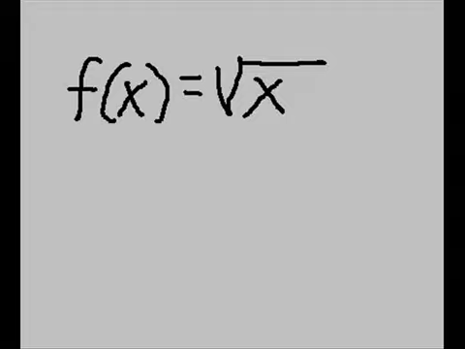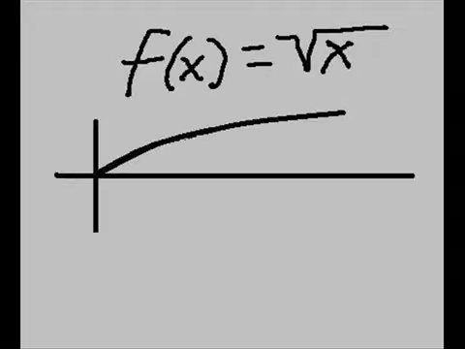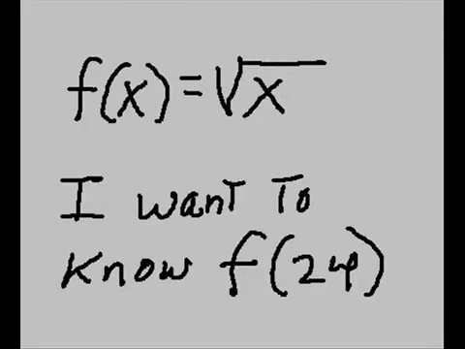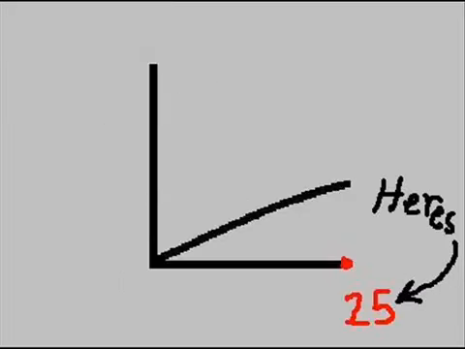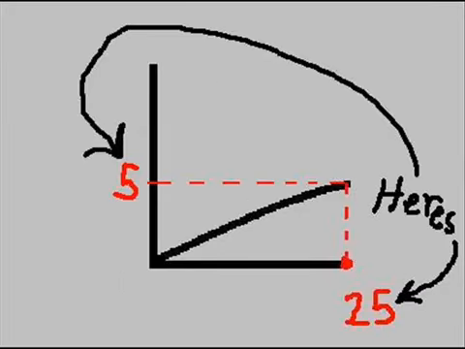I have a function f of x equals radical x. That's x raised to the 1/2 power. I want to know f of 24, but it's too difficult. But I can easily do f of 25. F of 25 equals 5.